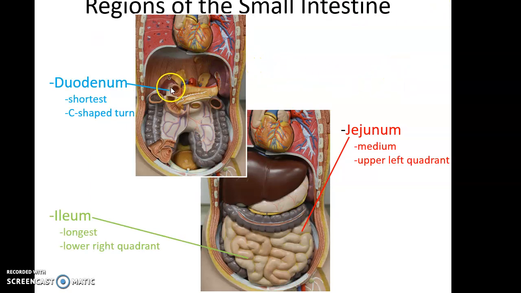All right, here is the duodenum of the small intestine. It is the shortest part. Looks kind of like a C shape here. Duodenum then leads to the jejunum in the upper left quadrant, and then the jejunum leads to the ileum, which is mostly in the lower right quadrant. So food travels duodenum, jejunum, and then ileum.